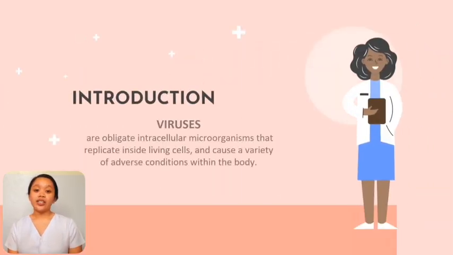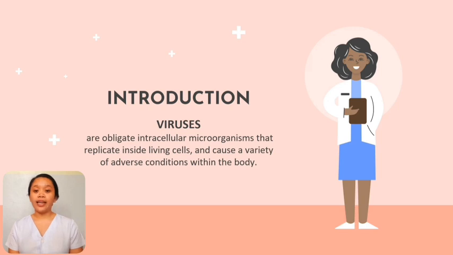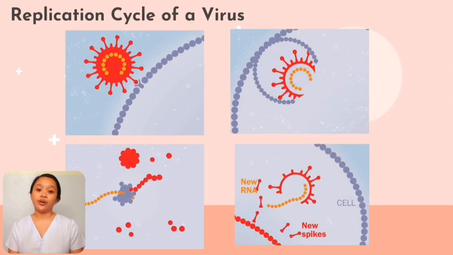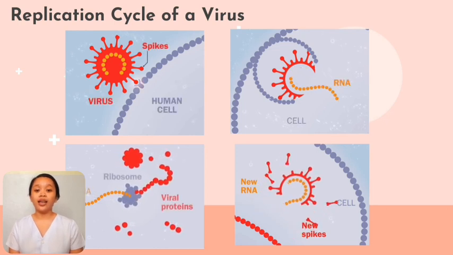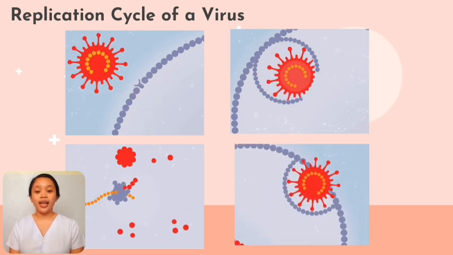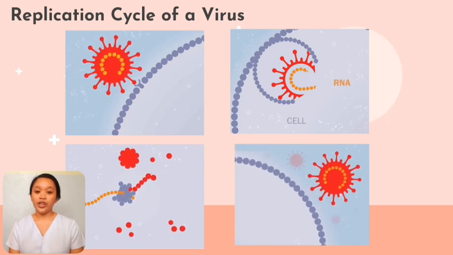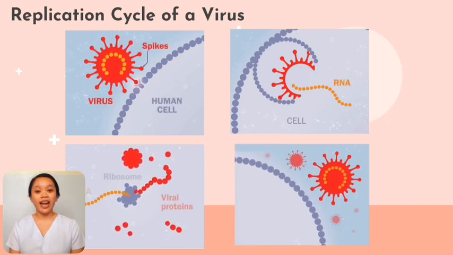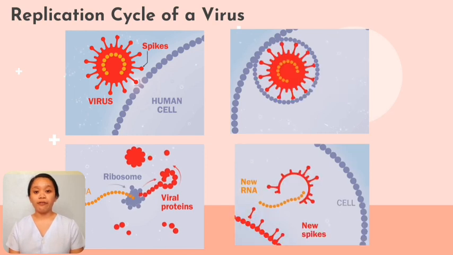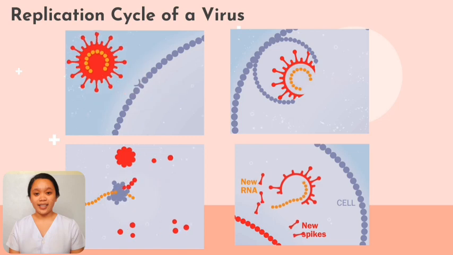Viruses are obligate intracellular microorganisms that replicate inside living cells and cause a variety of adverse conditions within the body. Viruses cannot replicate on their own and thus use their host cells to synthesize their own protein, DNA, and RNA. The replication process of a virus begins when a virus attaches to a cell and enters inside, after which it uncoats and begins to replicate the viral genome. It is followed by the synthesis of capsids and assembly of new virions before it is finally released.